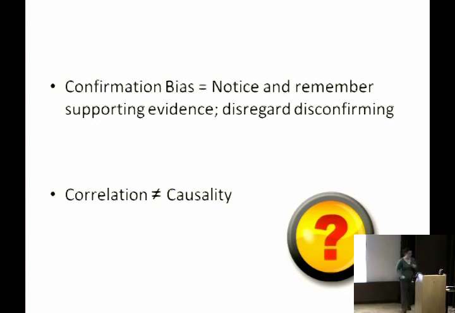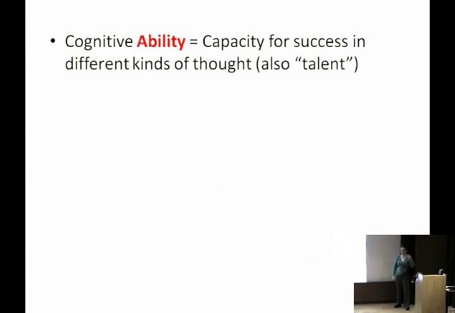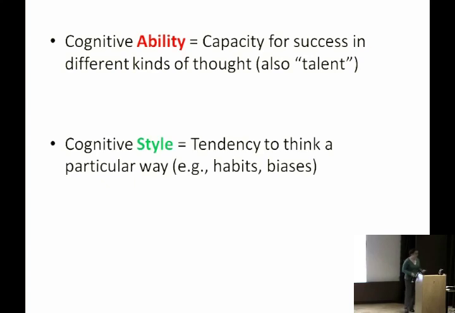The first thing we know is that there is a difference between talking about cognitive ability and style. So first of all, cognitive ability is a person's capacity for success in different kinds of thoughts or thinking. You can think of this as talent. So it's not the exact same thing, but that's kind of along those same lines. A person can be good or bad at something. They can have high ability or low ability, but that ability is some sort of indication of their capacity for success. In contrast, cognitive style is a tendency to think a particular way.